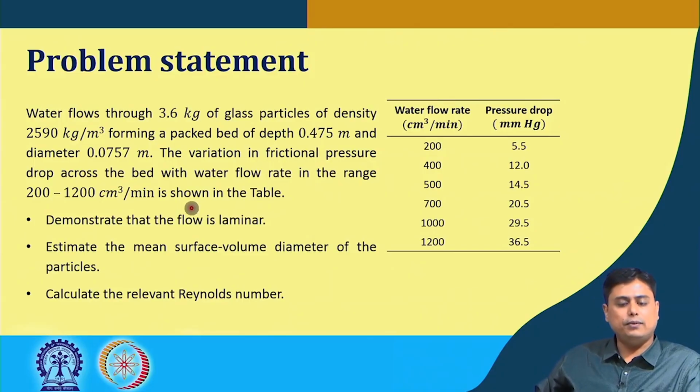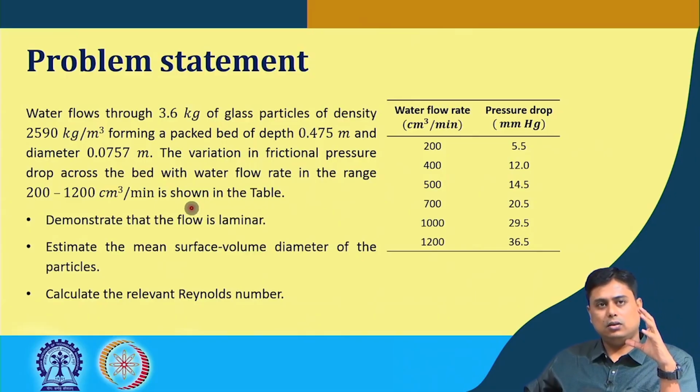There is no mention of the voidage. Here the information given is that the mass of the bed is given, the depth is given, the diameter is given, the density of the particle is given, and the flow range is given here, 200 to 1200 cc per minute.